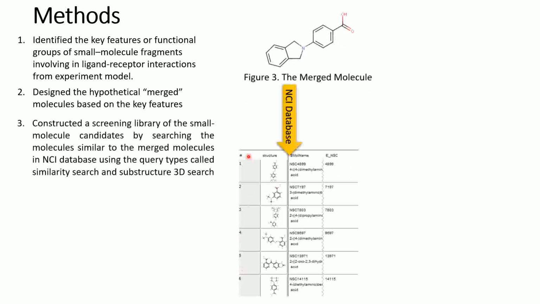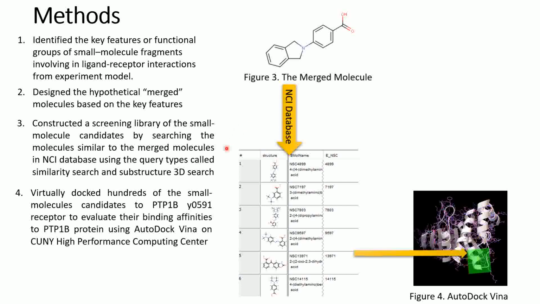Third, a screening library of the small molecule candidates shown here was constructed by searching the National Cancer Institute (NCI) database to find the candidates which are similar to the merged molecules. Fourth, 849 small molecule candidates from the screening library were virtually docked to the PTP1B 1OEQ receptor to evaluate their binding affinities to PTP1B protein using AutoDock Vina on CUNY High Performance Computing Center.